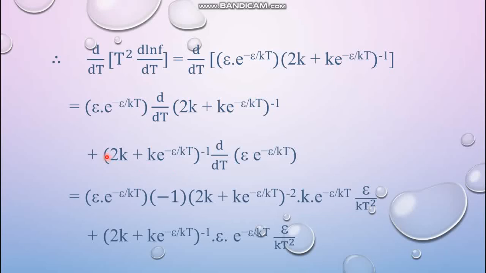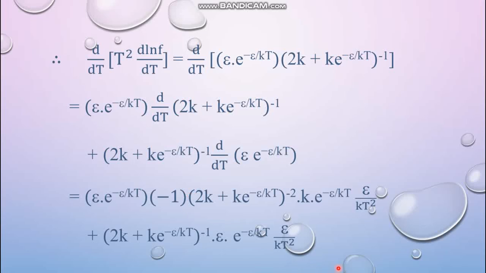Okay, now this differentiation, this part as usual, the negatively powered part, twice k plus k e to the power minus epsilon by kt whole to the power minus 1, then differentiation of this one. Okay, so differentiation of this one is very simple, epsilon is constant, so e to the power minus epsilon by kt is taken out. Okay, and this one, differentiation of minus epsilon by kt, is simply like the previous one, epsilon by kt square. Okay, so simplify this now.